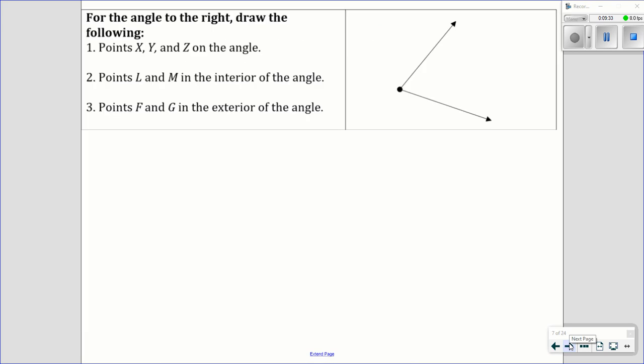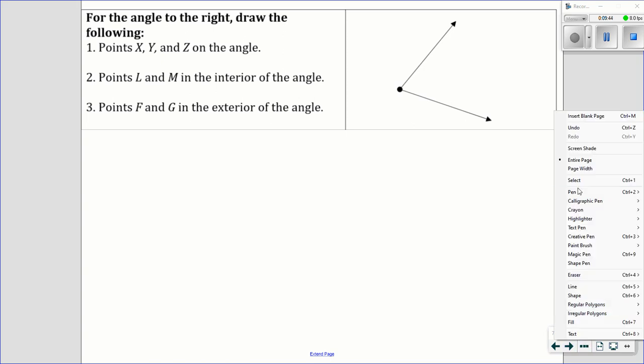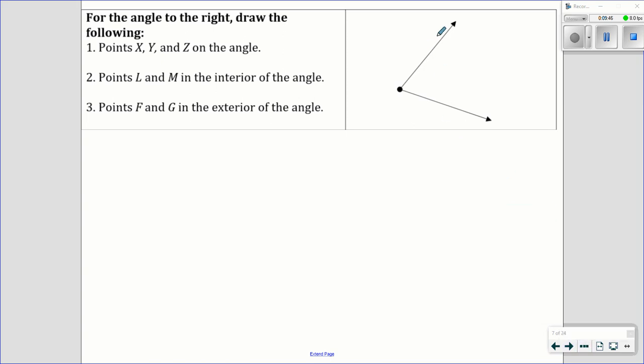So now it says for the angles to the right, draw the following. So for the first one, they said points X, Y, and Z are on the angle. So I'm going to draw those points. I'm going to put X here, Y, and I have Z. I'll put a point on that. So these 3 points are on the angle.